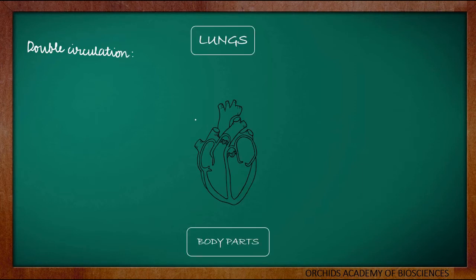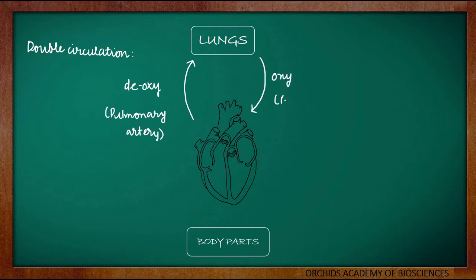Since the blood flows twice in our heart, once the deoxygenated blood and then the oxygenated blood, we call the circulation in human beings as double circulation. In double circulation, the deoxygenated blood from the heart goes to the lungs through the pulmonary artery. Then in the lungs, this deoxygenated blood gets converted to oxygenated blood and is given back to the heart through the pulmonary vein.